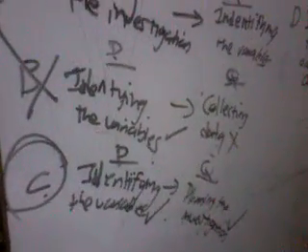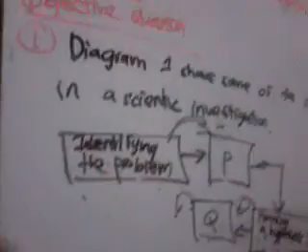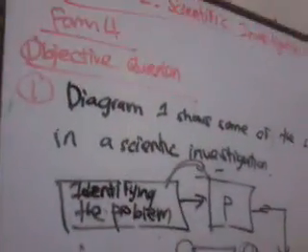So the best answer is C. The best and suitable answer is definitely C. Identify the problem, identify the variable for P, and planning the investigation for Q. So these are the answers. Okay, let's go to question number 2.